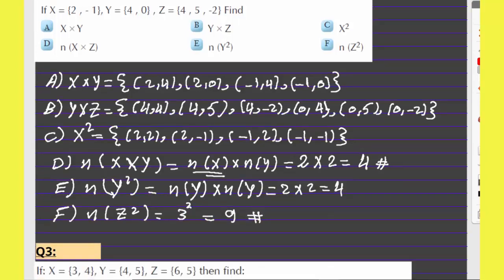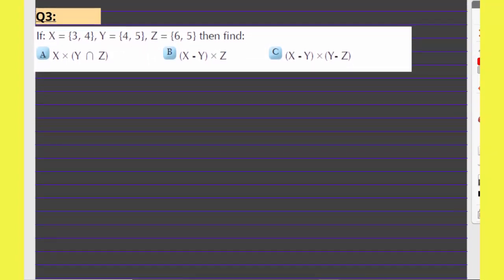Next, question number 3 here. We have x, y, and z. First, we want to calculate A, x multiply y intersect z. What is the element of x? 3 and 4. Multiply the element of y intersect z.